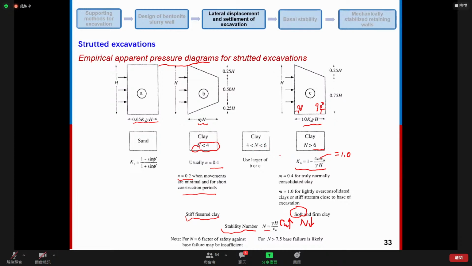Okay, so if we have a clay with the stability number between 4 and 6, for this case we will consider both this situation and this situation, and then we will calculate which one is bigger. For example, if this one is bigger, we use this value to do the design. And if this one is bigger, we use this value to do the design.